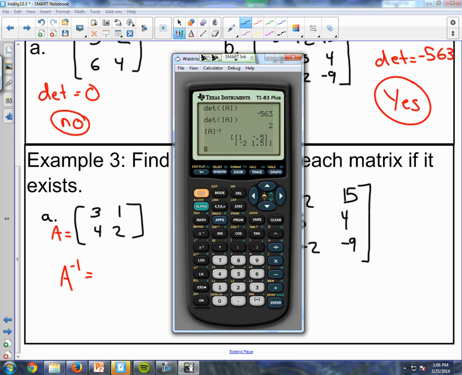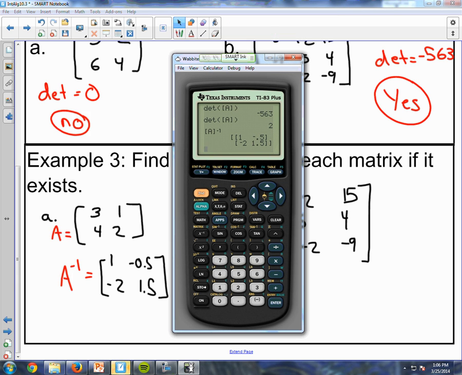And our answer is going to be a matrix of the same size as what we started with. So it is 1, -0.5, -2, +1.5. The way that we can check our answer is we could take the answer we just got and multiply it by matrix A. And notice what we got. We've got a diagonal of 1s going across, and then we've got zeros in the other spots. So this would be an identity matrix.